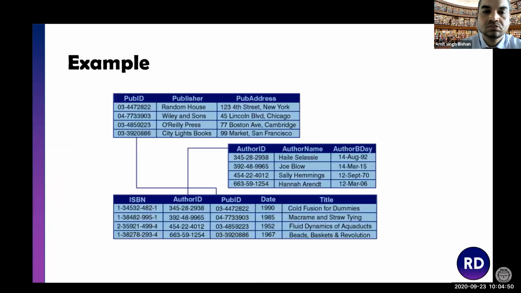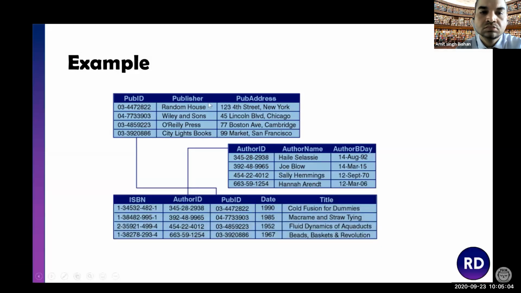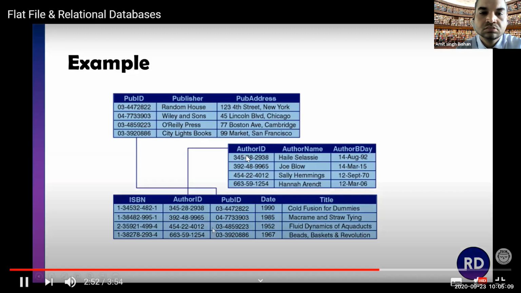Together. So you can see on the screen at the moment, this publisher's ID is also in this table here, as well as the author ID is in this one here. This table is for authors, this one is for publishers, and this one is for the actual books. So we've got books, authors, and publishers.